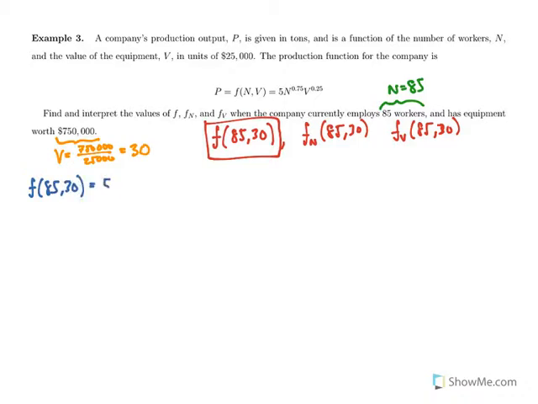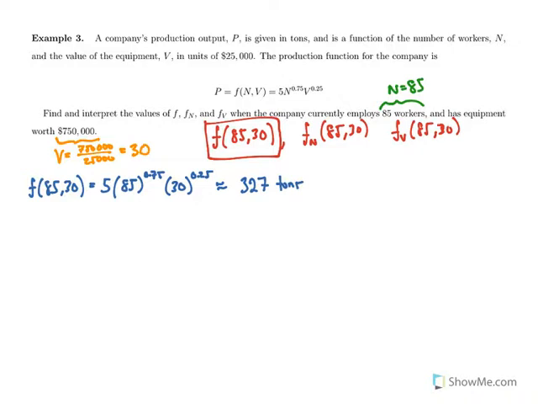It's going to give us 5. N is 85, so 85 to the 0.75 times 30 to the 0.25 will give us a value of about 327 tons of production.